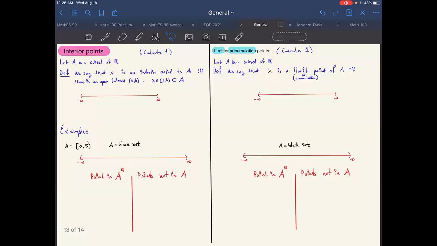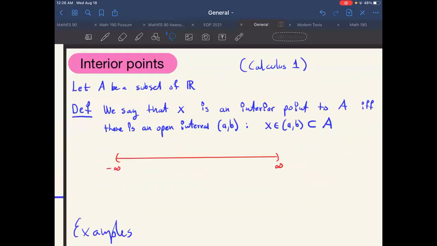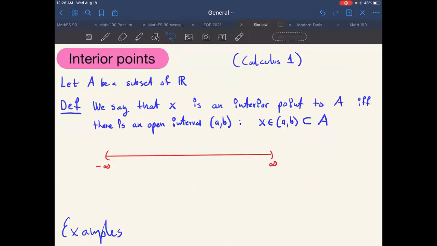All right, today we're going to study interior points in the set of Calculus 1. Let's focus on interior points. Let's start with A being a subset of the real numbers, and the definition of interior point is the following. We say that x is an interior point of A if there is an open interval (a, b) such that x is in (a, b), and that (a, b) is a subset of A.